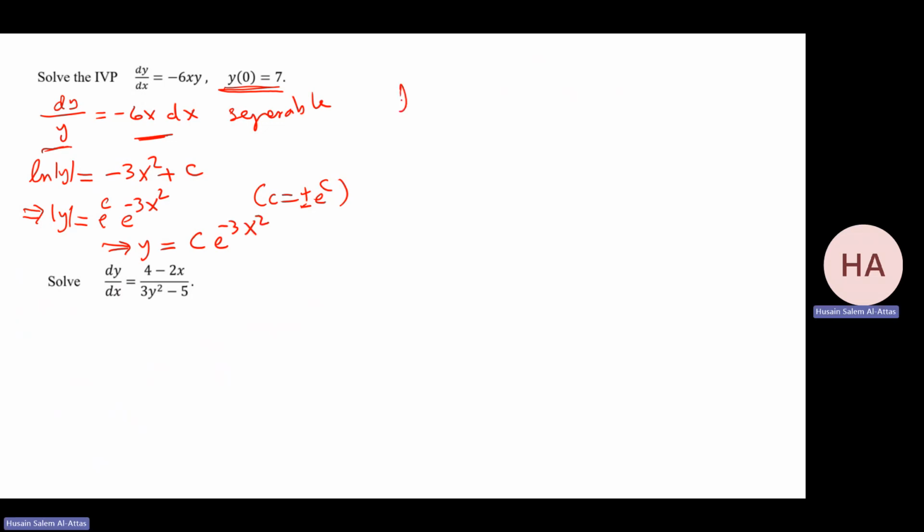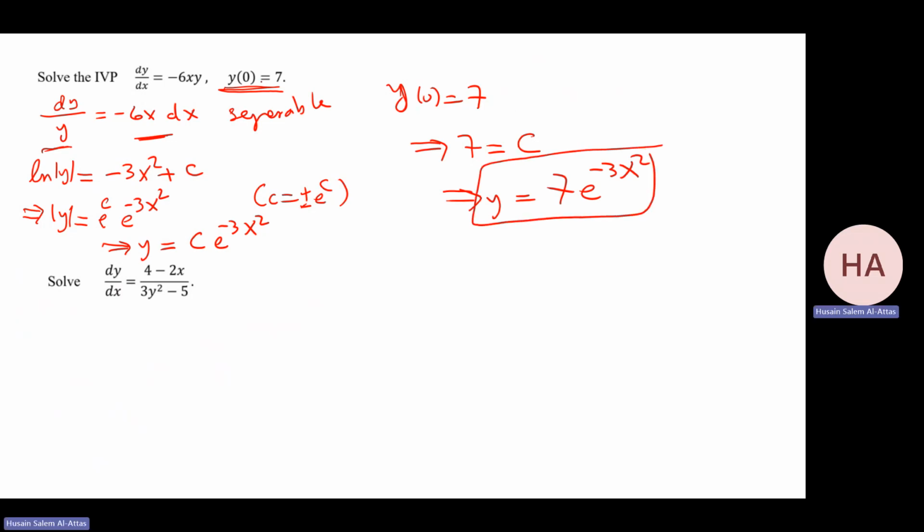Now use the initial condition. y at 0 equals 7. So that implies 7 equals c, since e to the power 0 is 1. So my solution will be y equals 7 e to the power of minus 3x squared, which is a solution of both the initial condition and the differential equation.